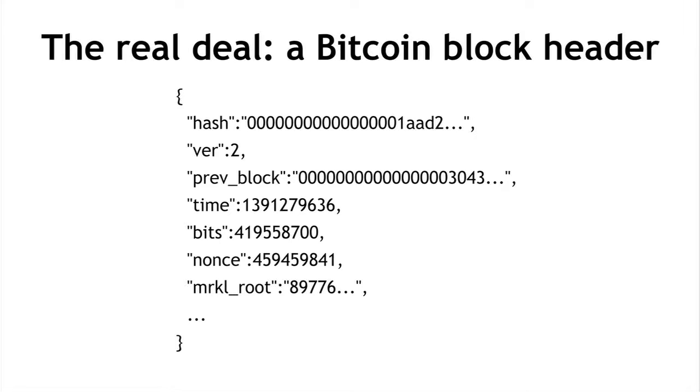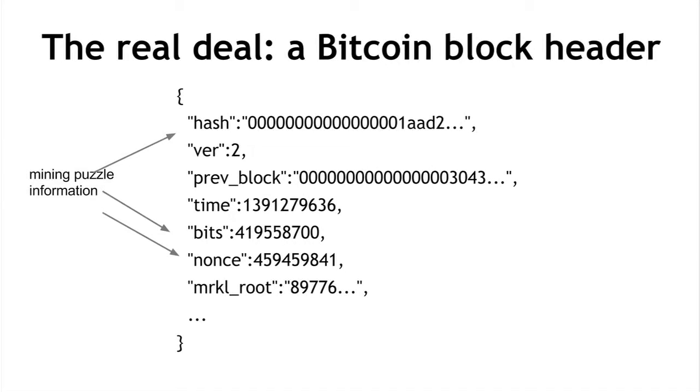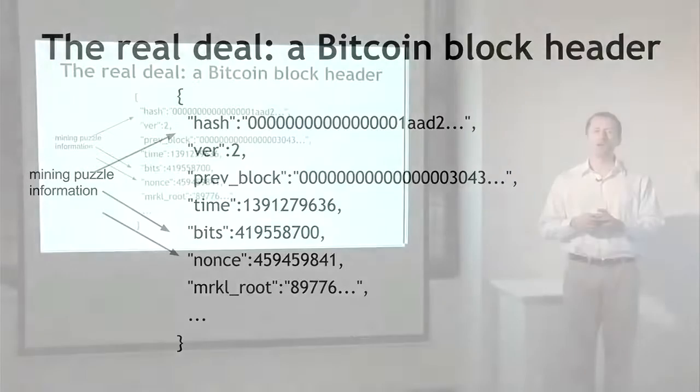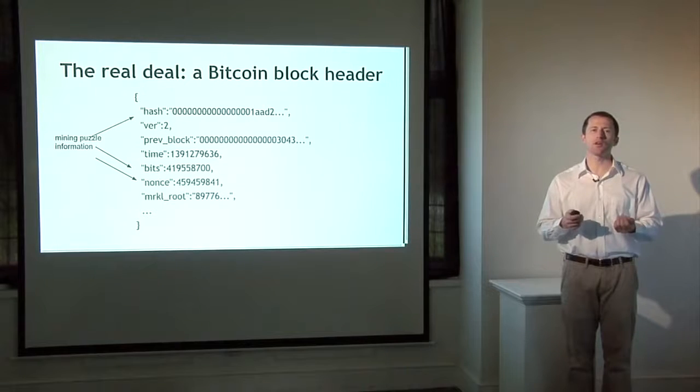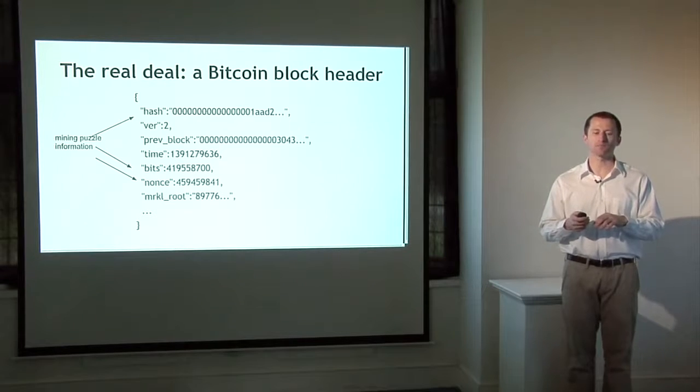The most important part, of course, is the header, which mostly has information related to the mining puzzle, which was talked about in the lecture on consensus, and we'll revisit in the lecture on mining. But recall that the most important thing here is that the hash of the block header has to start with a large number of zeros for the block to be valid. And then there's some other data to make that happen.